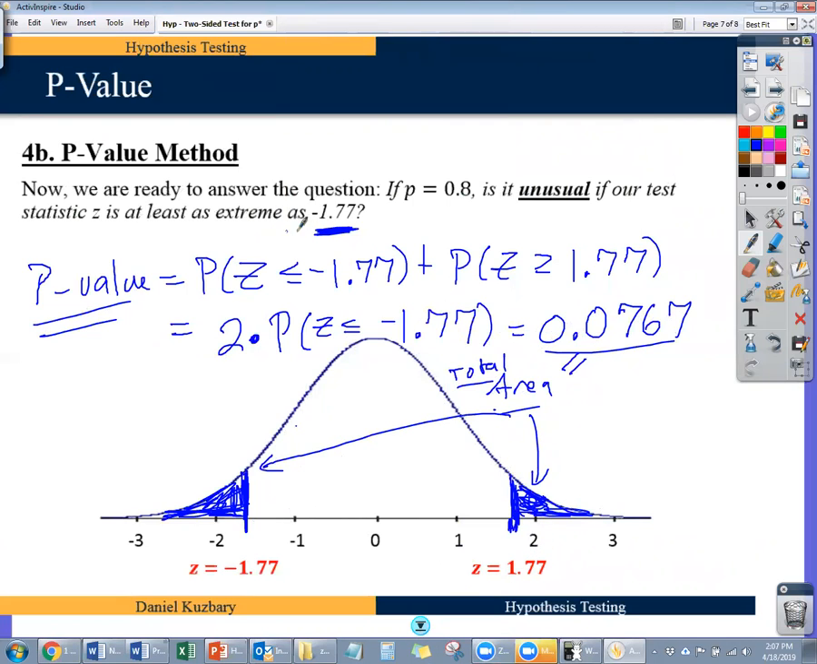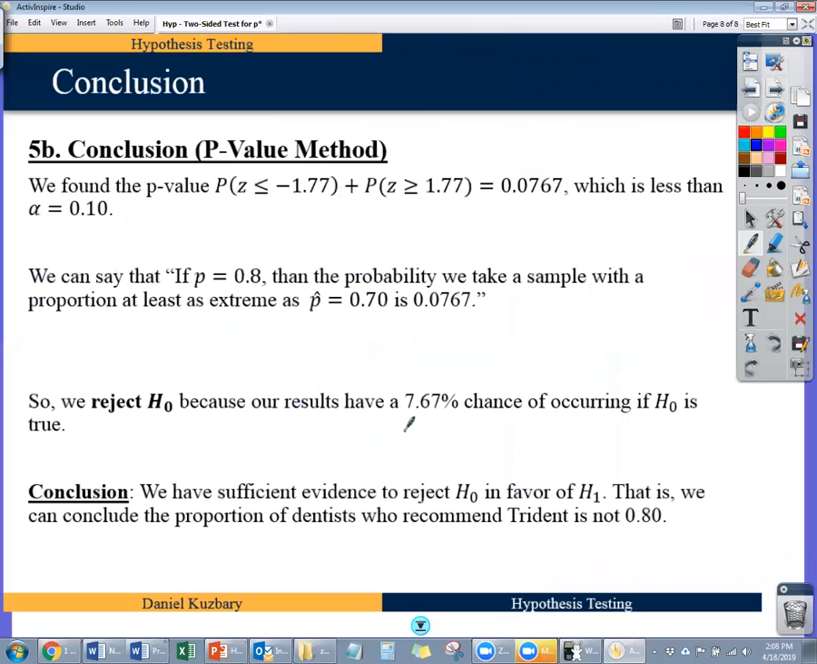In other words, the chance of getting something at least as extreme as negative 1.77 is this, 7.67%, you could say. So we'll draw this conclusion. We found the p-value, which is the probability you're in the left tail plus the probability you're in the right tail, equal to 0.0767, which is less than the significance level. So we could say that if p is really 0.8, that is, if H naught is true, the probability that we take a sample with a proportion at least as extreme as what we got is 0.0767.